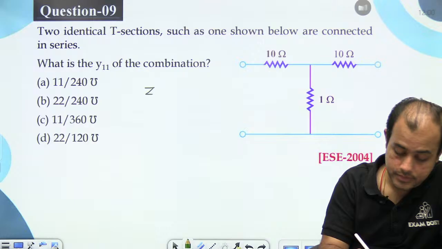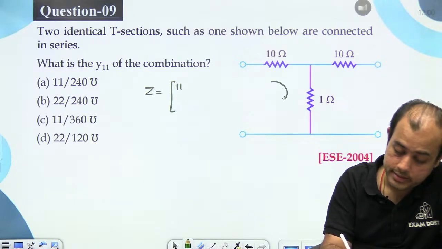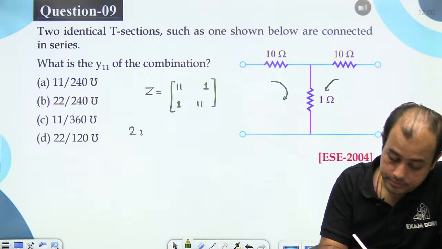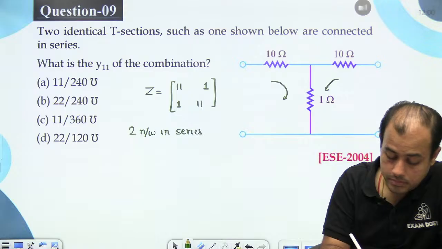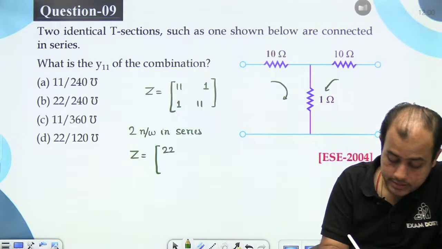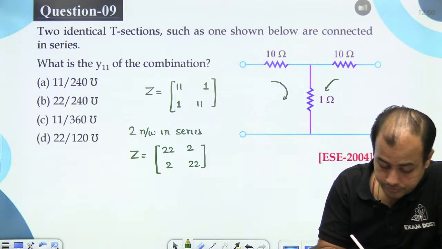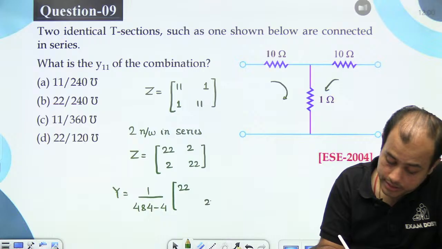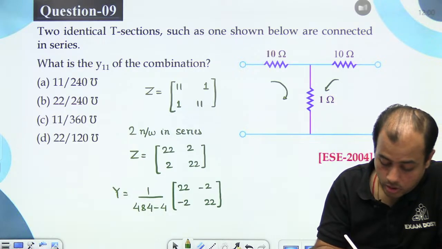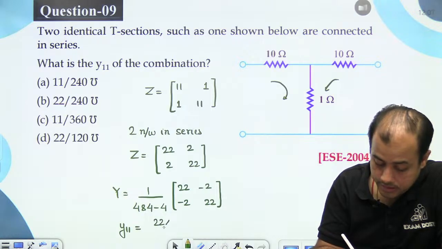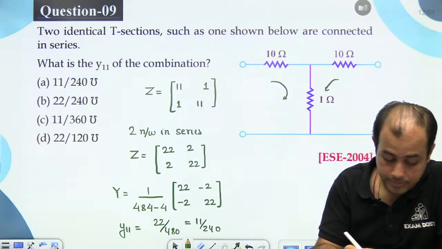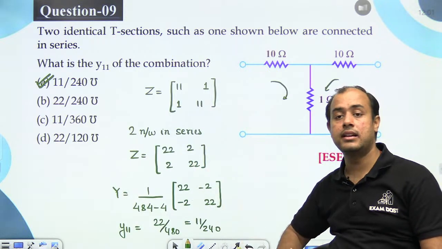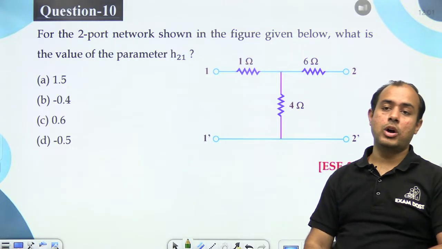So beta, basically the Z parameter of this is: resistance of the first loop 11, resistance between the meshes is 1, resistance of the second loop is again 11. In series, the Z parameters are added. Now for the Y parameter, we have to take the inverse. So 1 upon determinant, diagonal elements exchanged, and negative of the off-diagonal elements. So to take the inverse of a 2 cross 2, you exchange the diagonal and negate the off-diagonal elements. Very simple.